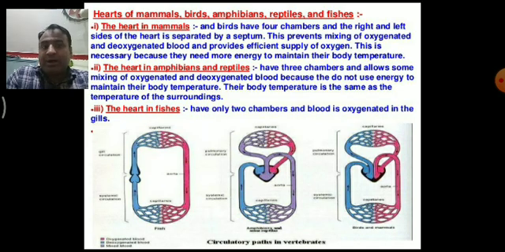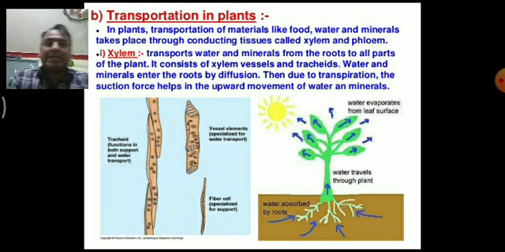Then the heart in fishes. The heart has only two chambers in fishes, and there is a mixing of blood. Fishes have gills as respiratory organs, because gills play an important role in the exchange of gases between oxygenated and deoxygenated blood. This is all about the types of heart. Next is transportation in plants.